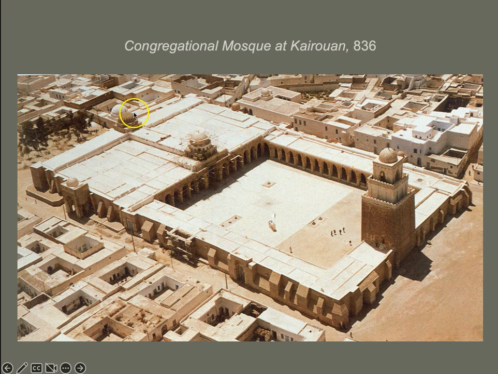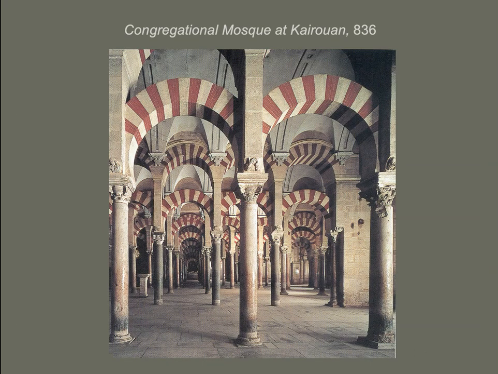You can see it has 2 domes that mark the center aisle and lead to the niche in the Qibla wall, known as the mihrab, which indicates the direction to Mecca. So right here we can see a tower that's based on the design of a Roman lighthouse as well. And we're going to look at the interior next. So this is what the interior looks like.